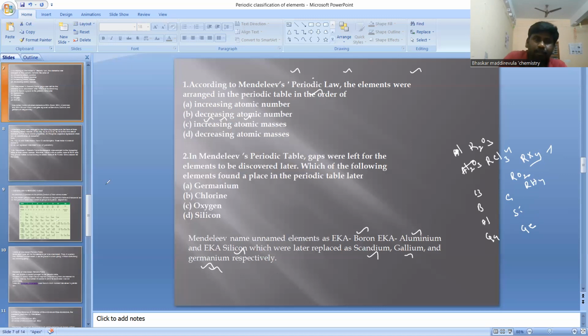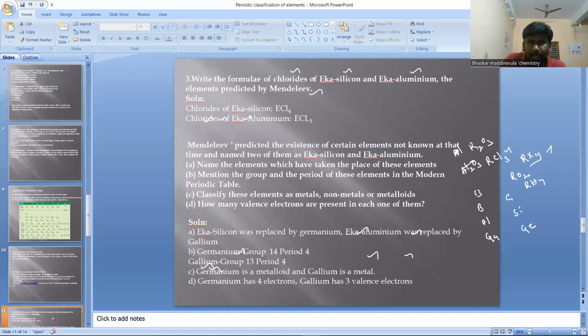Now see the question. What do they ask us? You see the question here. Now they're asking a simple question: write the formula of chlorides of Eka silicon and Eka aluminum, the elements predicted by Mendeleev. Already told, Eka silicon later on became germanium.